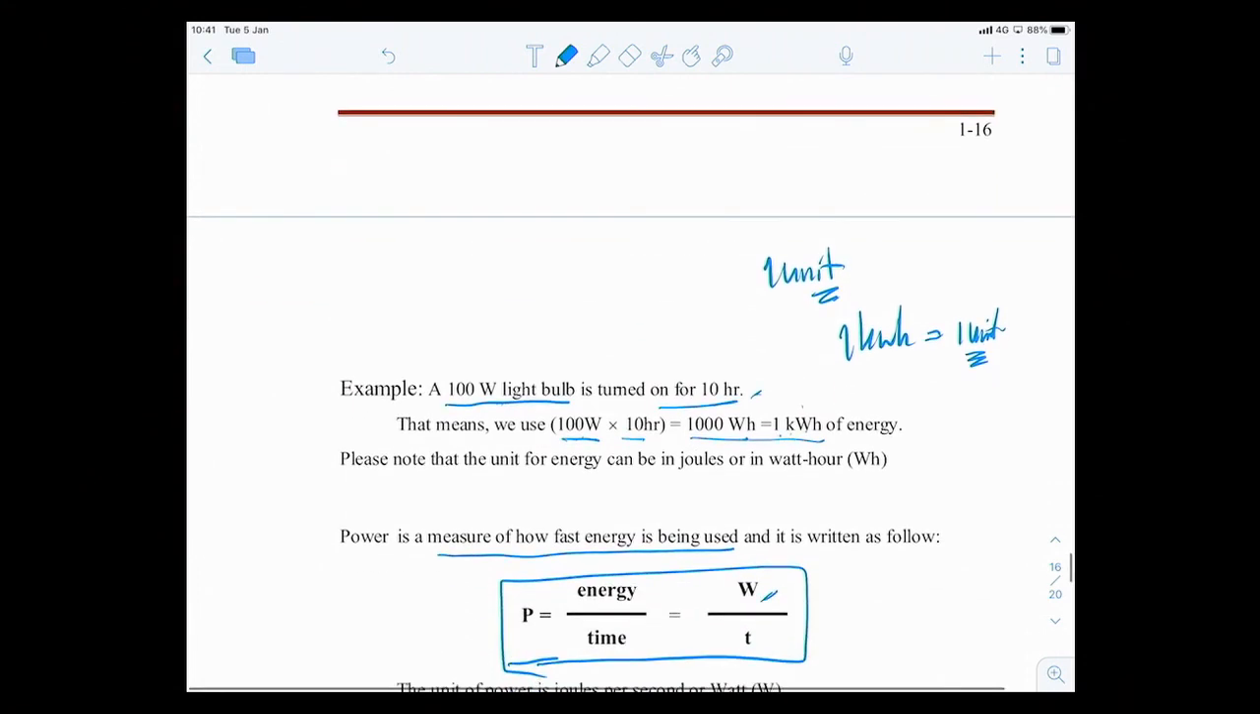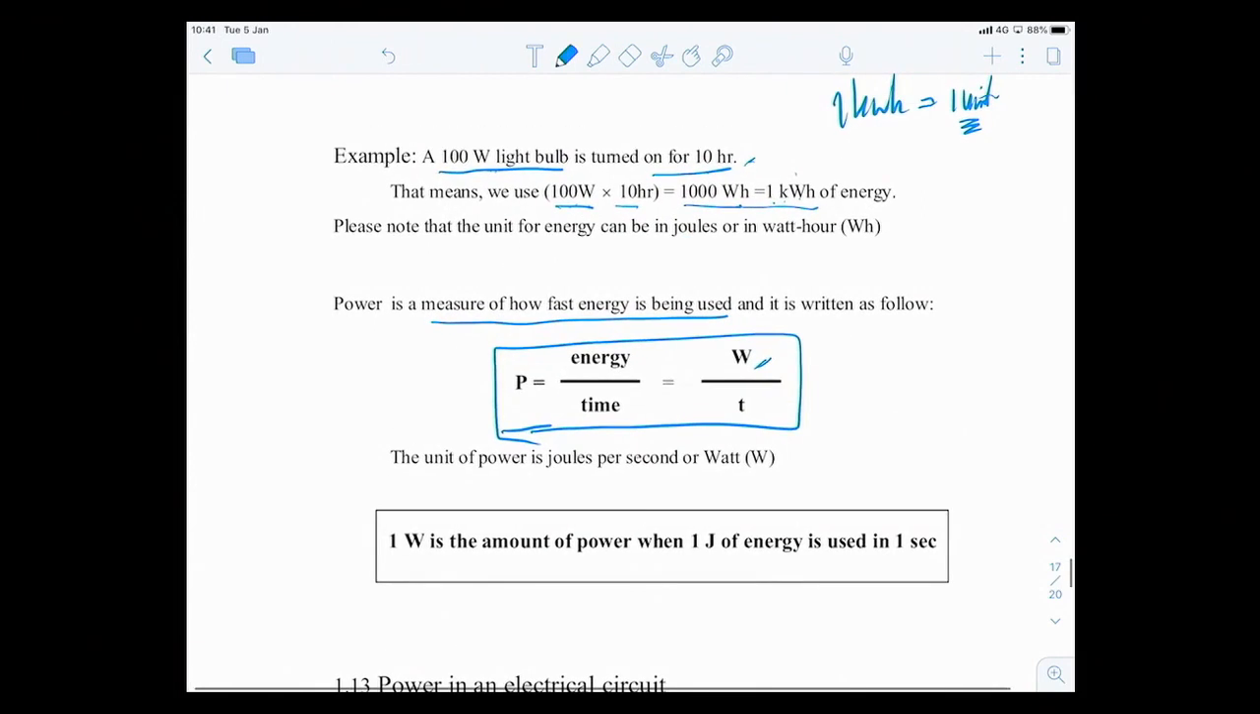Now, back to power. When you say 1 watt of power, you can think of it as when 1 joule of energy is used in 1 second. So that's energy and power.